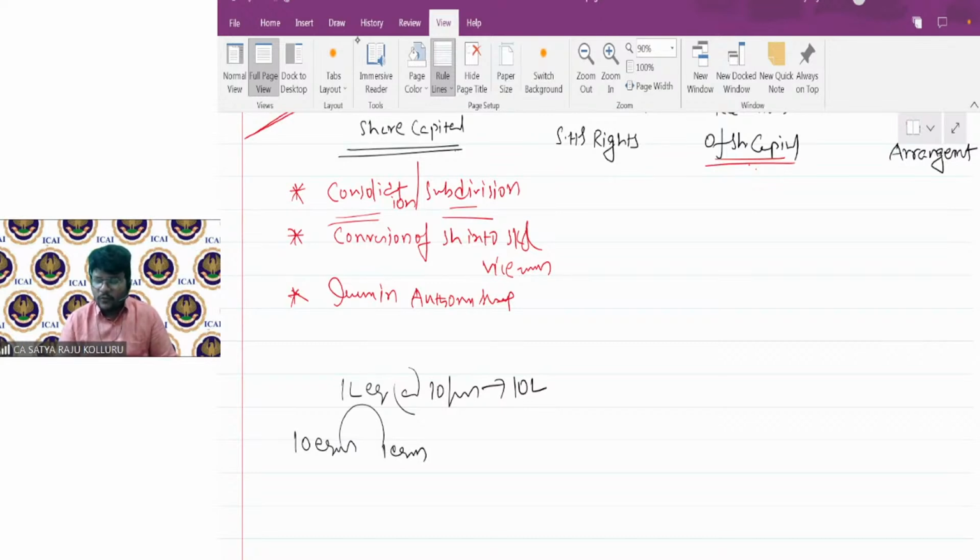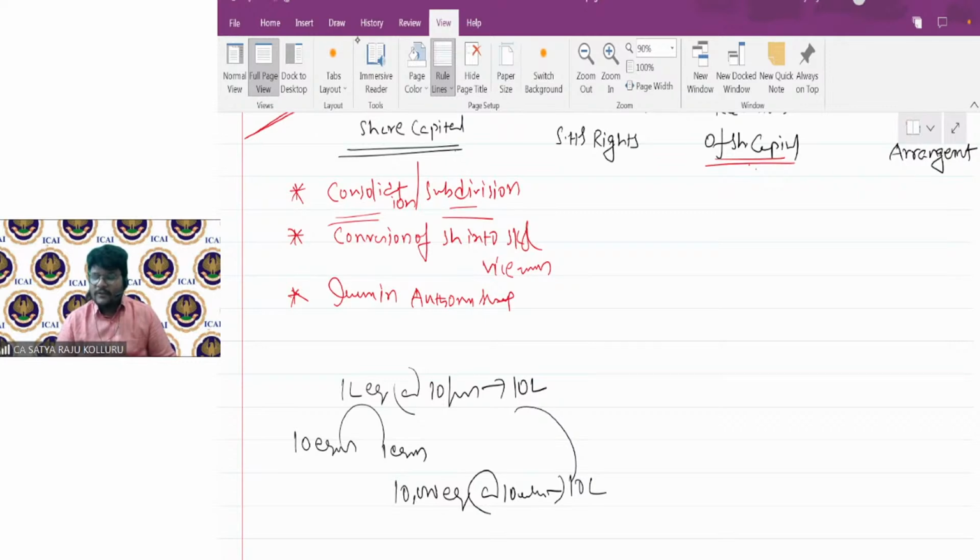So 10 equity shares into 1 equity share means how many equity shares will I get? 1 lakh divided by 10, which is equal to 10,000 equity shares at the rate of 100 each. Again, the total paid up value will be 10 lakhs. It doesn't change. There is no change.